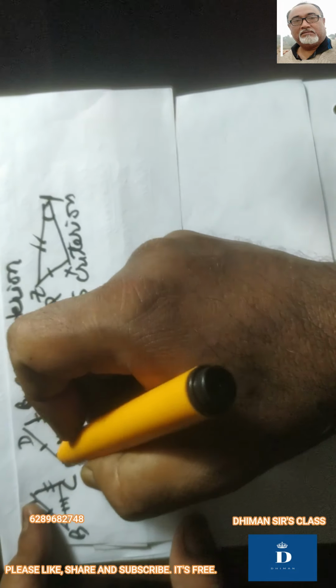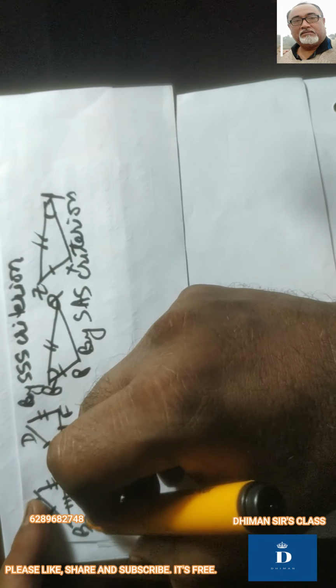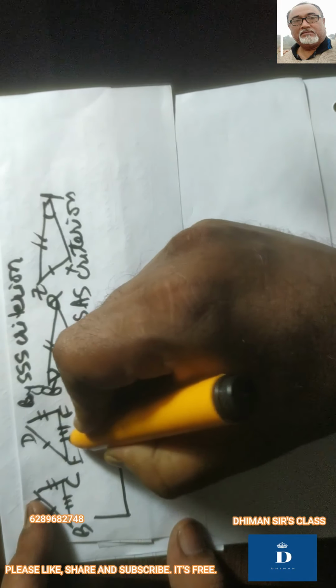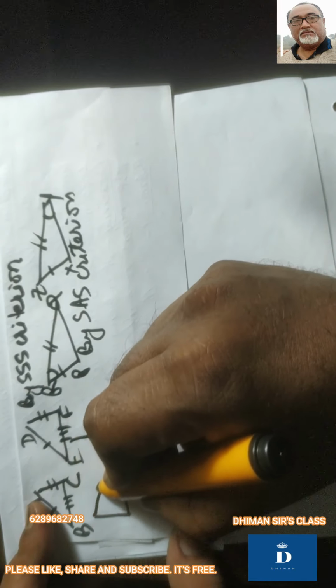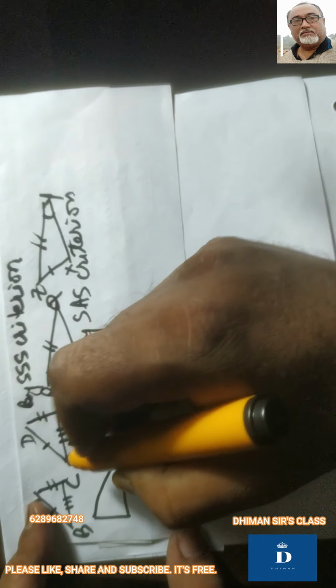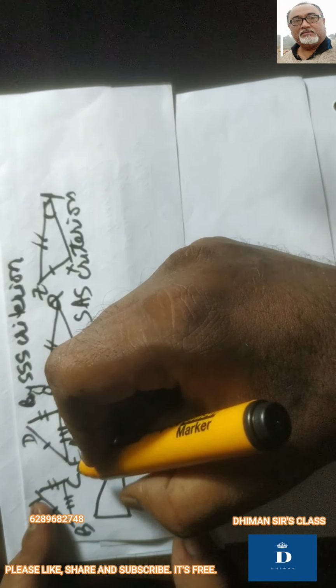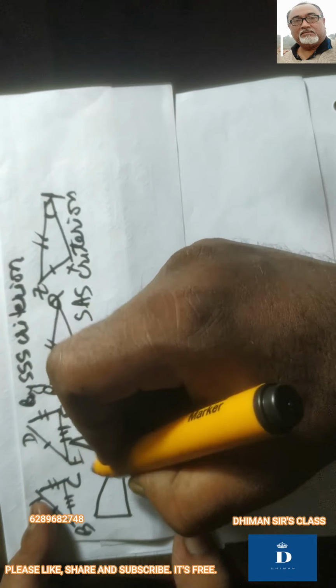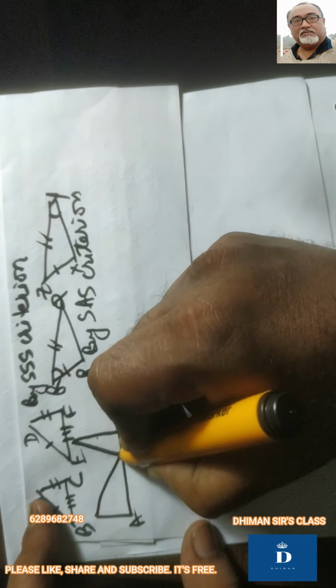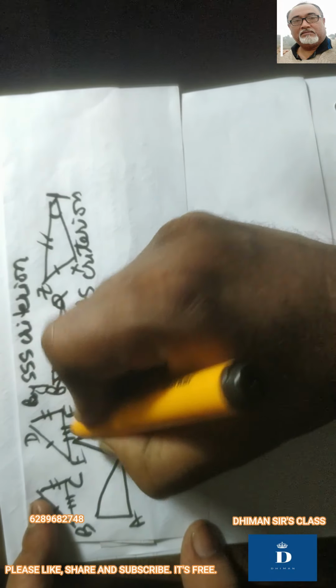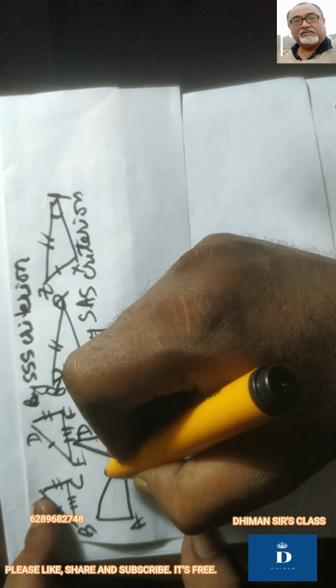So now in 1D, see, the diagram is somewhat like this. See here they are telling A, B, C, D, E.